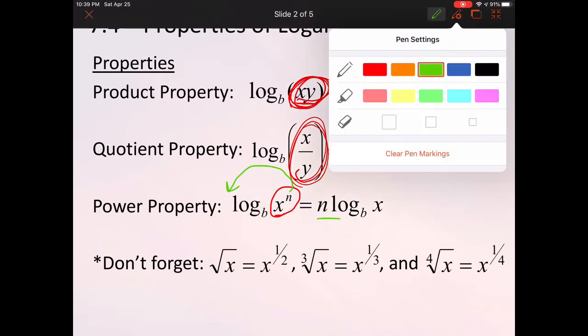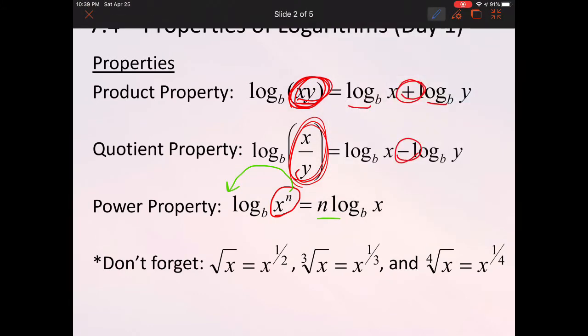All right. What I need you to remember is if something is square rooted, it's raised to the power of 1/2, right? From our radical days, if it's cube rooted, raised to the 1/3. If it's fourth rooted, it's raised to the 1/4. So refer back to this if you're having any trouble with that, but that's the way it's got to be rewritten, and you'll see that later on.